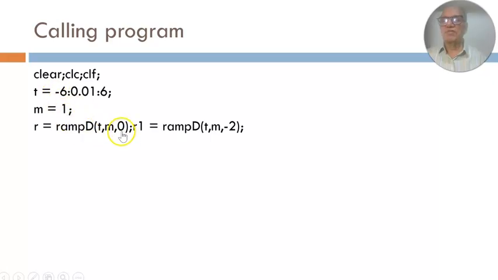So first we generate our ramp, which is the normal ramp starting at the origin itself. That is why the last digit that we have provided is a 0. There is neither a delay nor an advance.